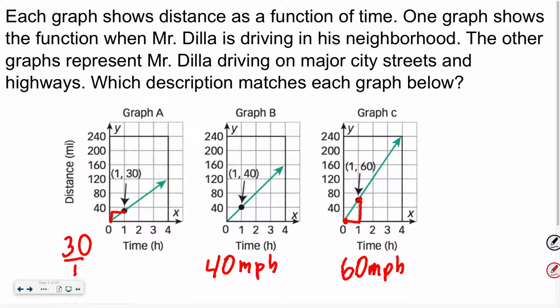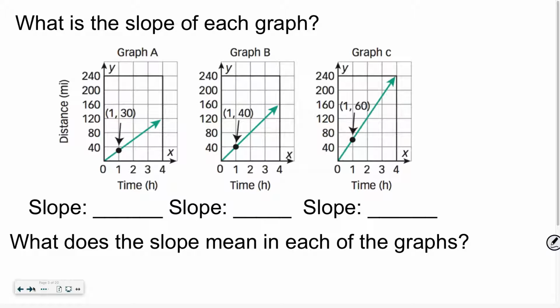Are these graphs proportional? How do you know? What are the two things we need for a graph to be proportional? Goes through the origin, and it's a straight line. So it's linear and it goes through the origin. Good. So we already found the slope and we already said what it means.